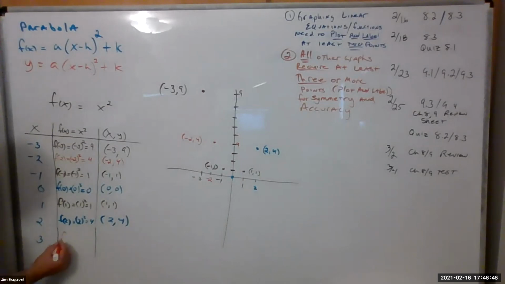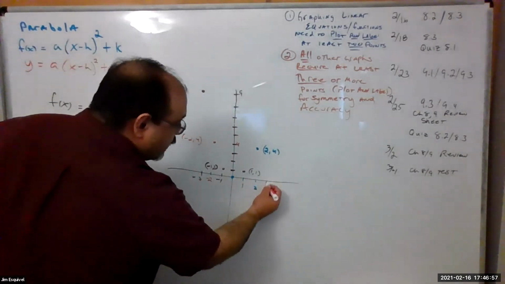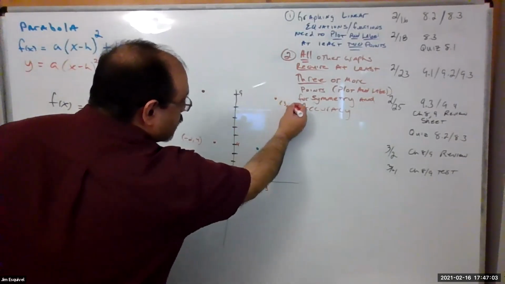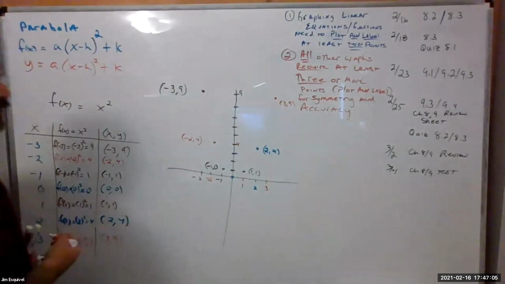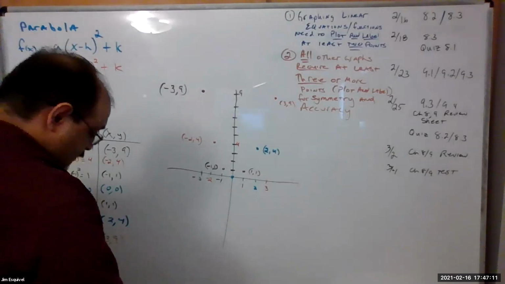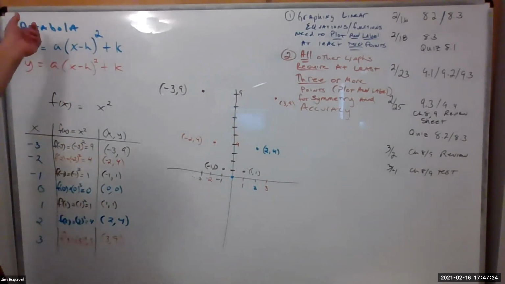And then when we plug in 3, squared takes us right back up to 9. Plug in 3, we're right back up here. So this is obviously not linear because you can't just draw a straight line through everybody. This is a curve. And it's called a parabola.